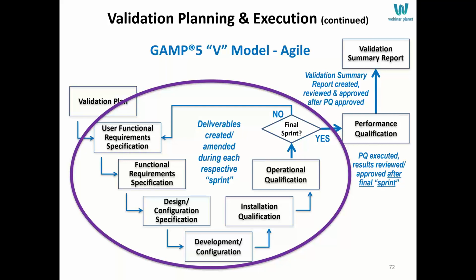At the end of the first sprint, if you still have requirements to use, you go back. You say it's not the final sprint. You go back to the user requirements, pick up a second subset of functional requirements, and now do the same process for those. And you would repeat that until you got to the nth sprint, where at some point you run out of requirements. Now, is it the final sprint? Yes. Now you jump off and do performance qualification.